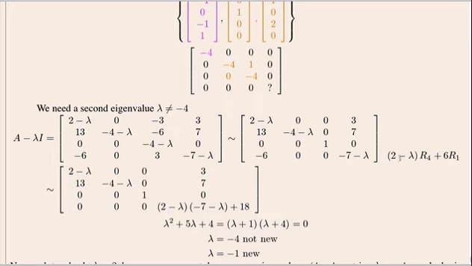To cancel -6, we multiply this row with 2 minus lambda and add 6 times the first row to this. So we get 0, 0, these zeros don't change and this becomes 0. And then here we get 2 minus lambda multiplying -7 minus lambda plus 6 times 3, 18. So we have less than 4 pivots. We have an eigenvalue if we have less than 4 pivots, which means if this entry is 0.